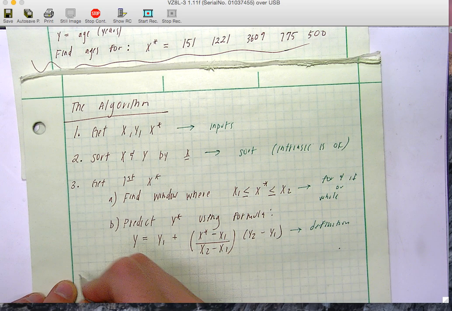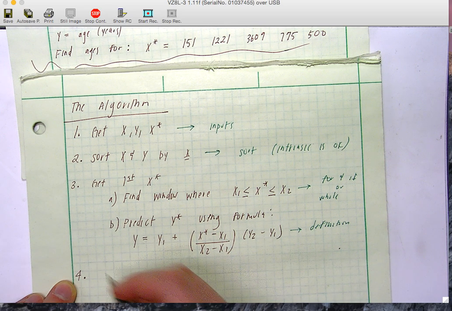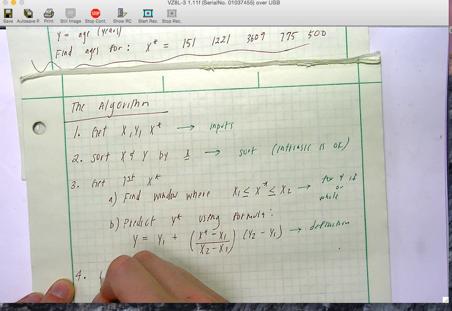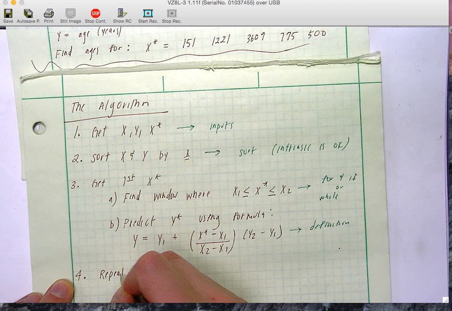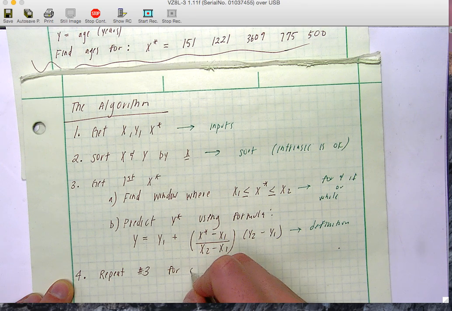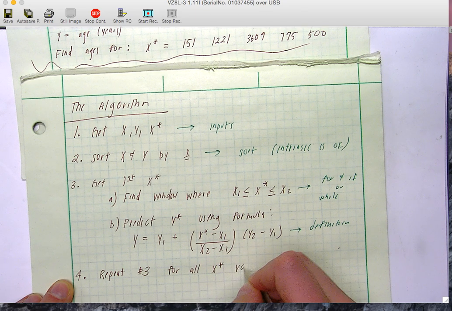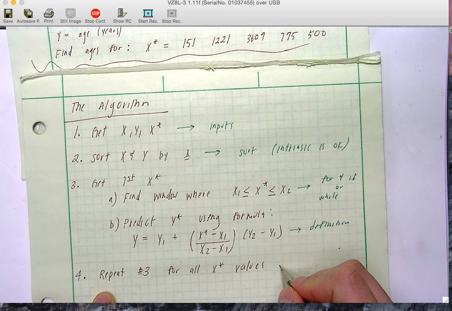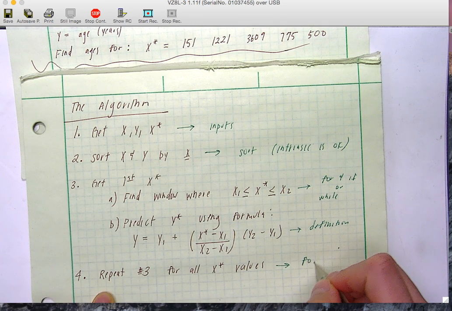And then, what do you have to do? So that was just how you do it for one x star value, right? Now you need to repeat everything you just did in 3 for all the x star values. So when you see repeat, you want to think loop, right? And what kind of loop would this be, for or a while? Yep, you have to know how many x star values, so a for loop is all you need.